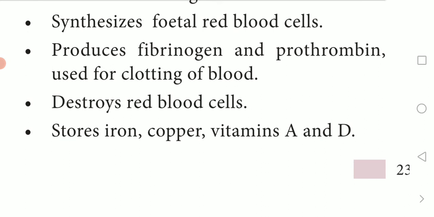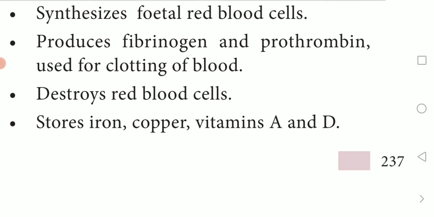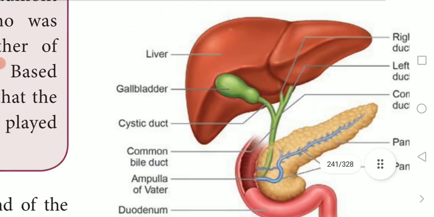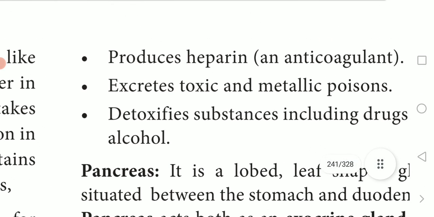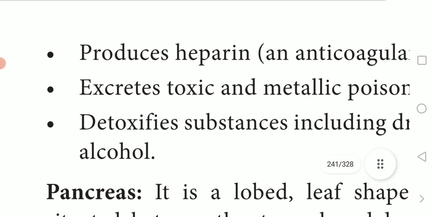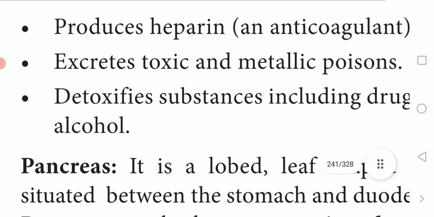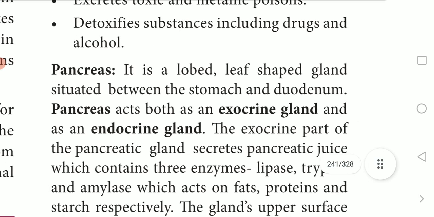The functions of the liver: it controls blood sugar and amino acid levels. Synthesis of fetal red blood cells. They produce the red blood cells in the fetus. It produces fibrinogen and prothrombin, used for blood clotting. It destroys RBCs, and stores iron, copper, and vitamins A and D. These are the functions of the liver. Important 4 marks, they will ask you.